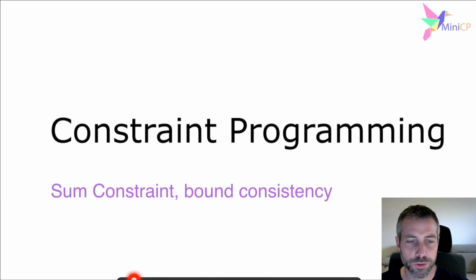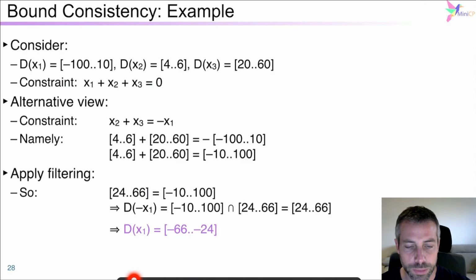As we have seen in the previous video, achieving domain consistency for some constraint is very hard. It's NP-hard. So we need to relax the consistency that we want to achieve for this constraint. And the relaxed consistency that we usually use for some constraint is bound consistency. This is the algorithm that I will explain in a few minutes.